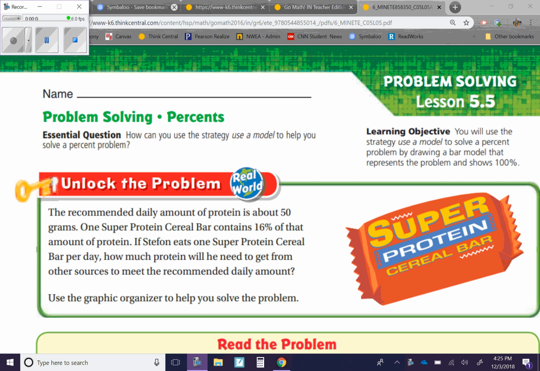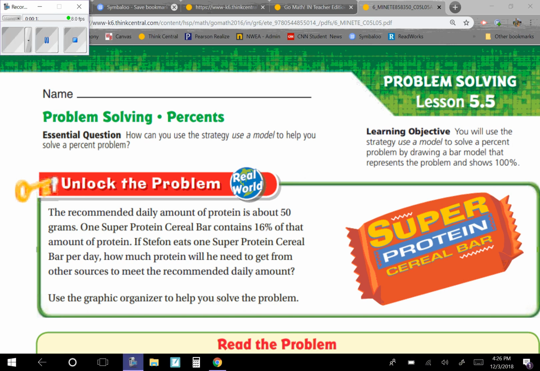Chapter 5, Lesson 5, Problem Solving Percents. Our learning objective is that you will use the strategy, use a model, to solve a percent problem by drawing a bar model that represents the problem and shows 100%.